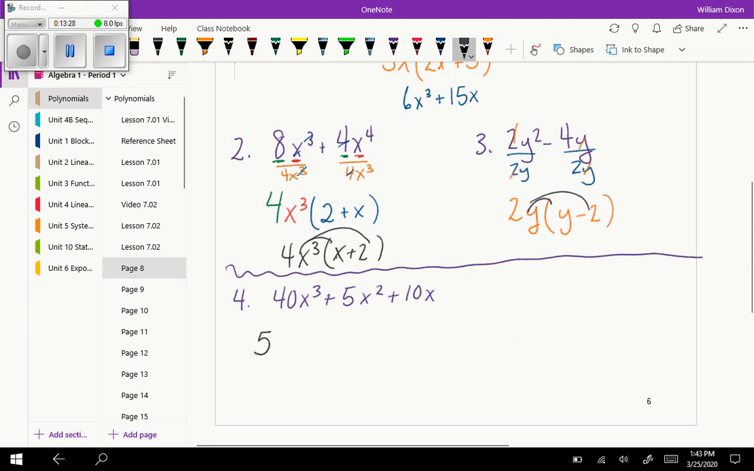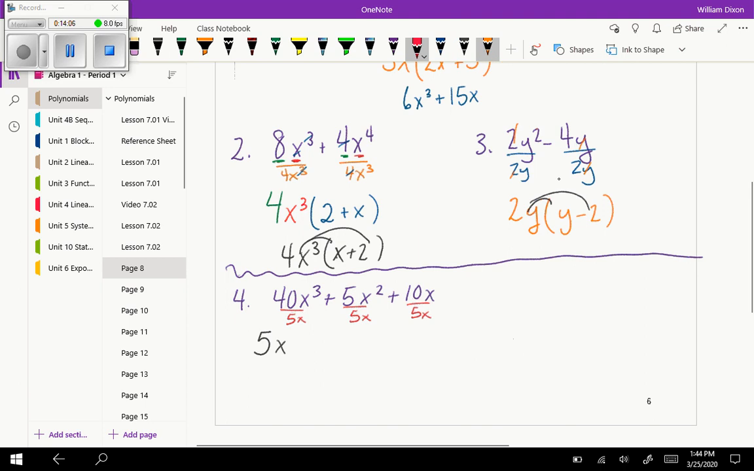Then step 2, again, I look for the variable raised to the lowest power because I can take that out of each one of those terms. So the variable raised to the lowest power is x raised to the 1 power. After I do that, I'm going to divide each term by 5x. Each term gets divided by 5x, because you're taking that out of each term, or dividing it out.